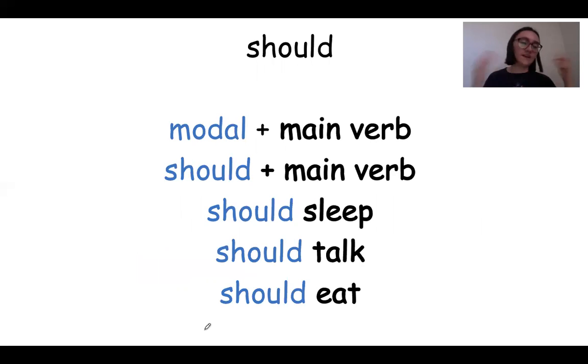So this one is just like all the other ones. You want to put "should" right next to the main verb. So, should sleep: I should sleep in tomorrow. Should talk: I should talk slower. Should eat: I should eat breakfast. There you go. You just gotta make sure they're next to each other.